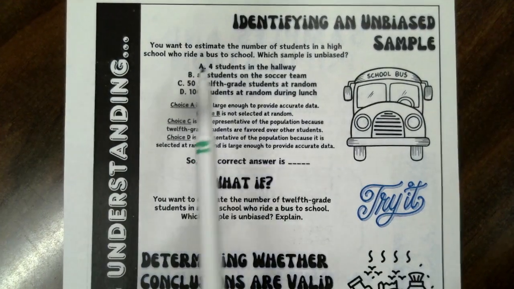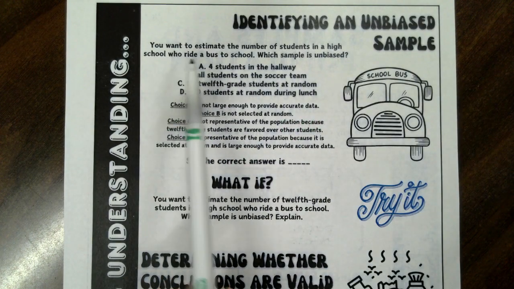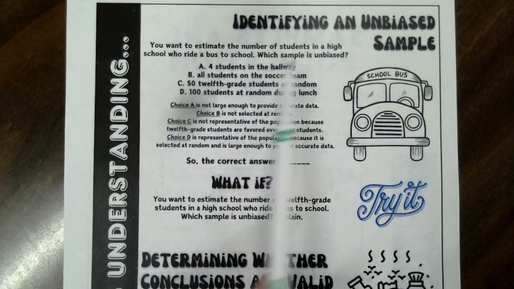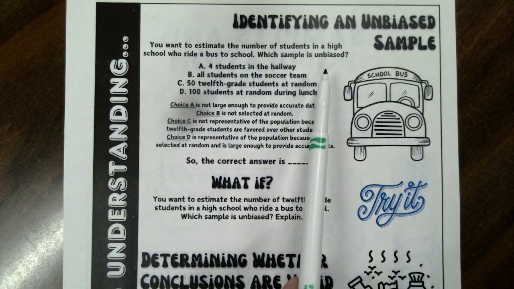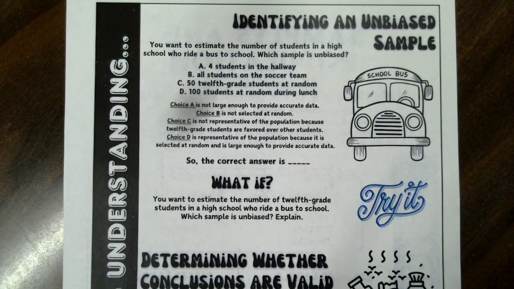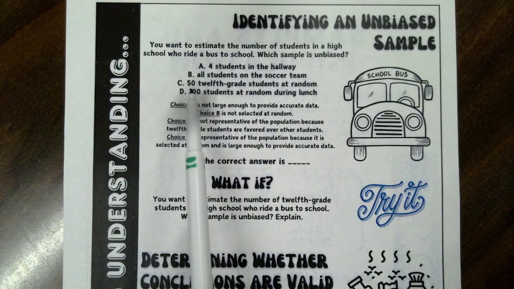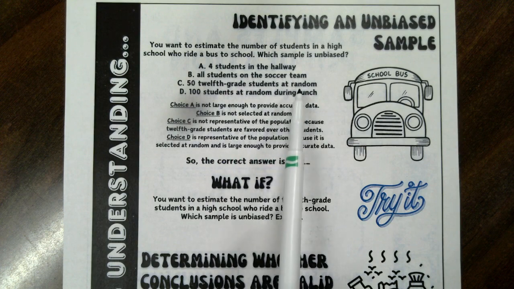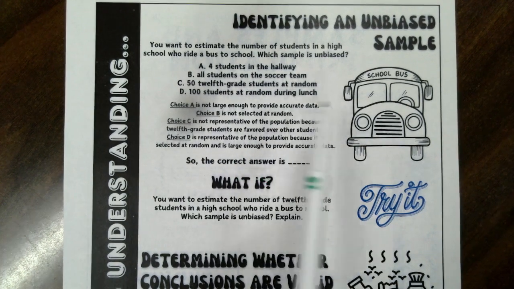This first one is identifying an unbiased sample. You want to estimate the number of students in the high school who ride a bus to school. Which sample is unbiased? First we have A, 4 students in the hallway. B, all the students on the soccer team. C, 50 12th grade students at random. Or D, 100 students at random during lunch.